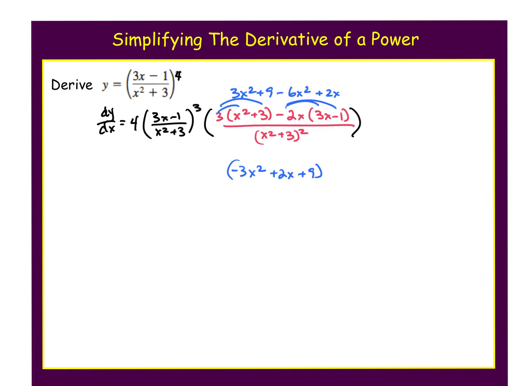Awesome. So now I end up having this 3x minus 1 quantity cubed, and I have x squared plus 3 quantity cubed. And so I still have this 3x minus 1 quantity cubed, and I still have the 4 up top. However, this is an x squared plus 3 cubed, and I have an x squared plus 3 squared, and so that becomes an x squared plus 3 to the power of 5. All right, because we add those powers when they multiply. All right, and so now I have dy dx is equal to that.